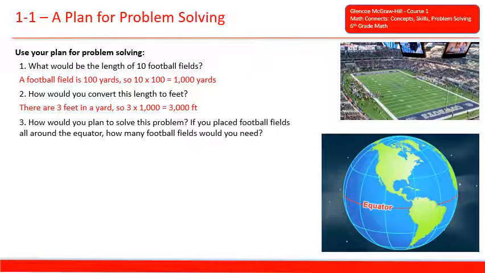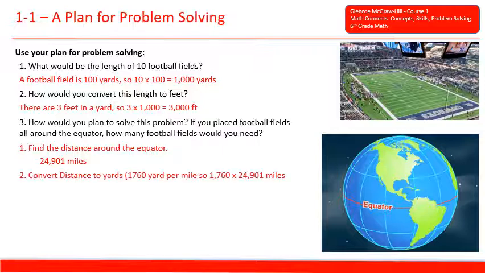How would you plan to solve this problem? If you place football fields all around the equator, how many football fields would you need? So what's the first thing we need to know? We need to find out what the distance around the equator is. So it's 24,901 miles. But what does that mean in terms of football fields?